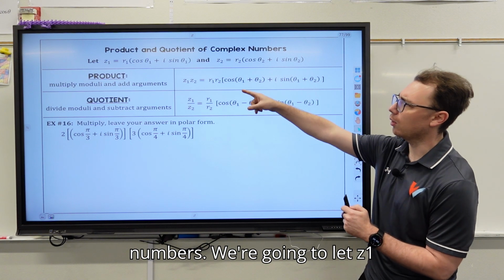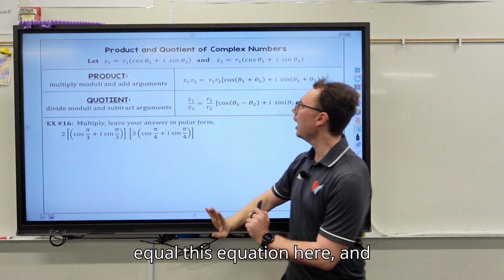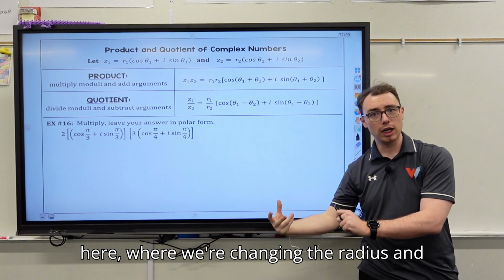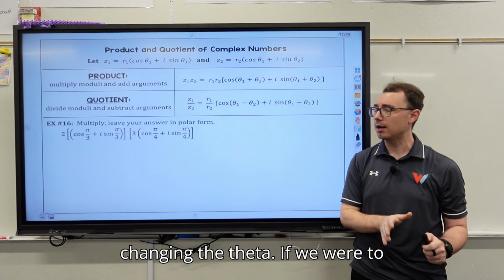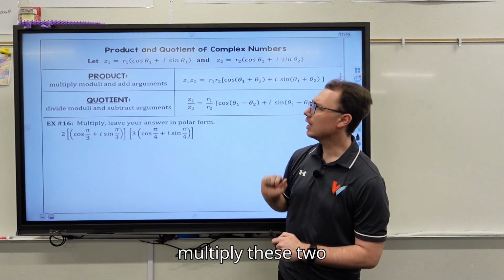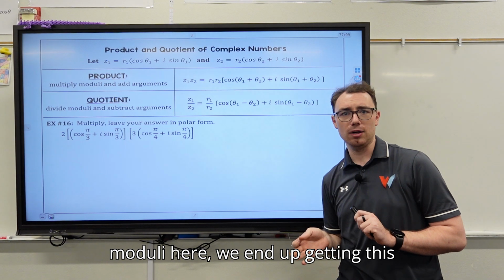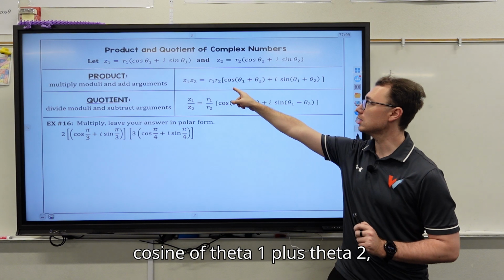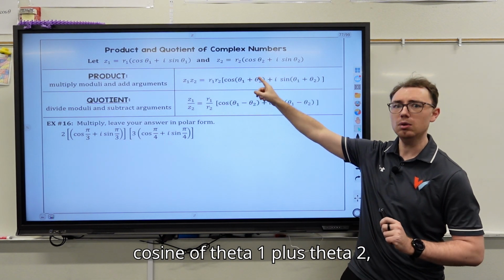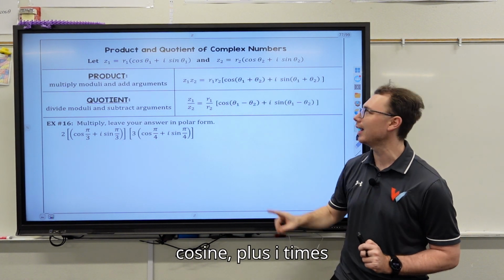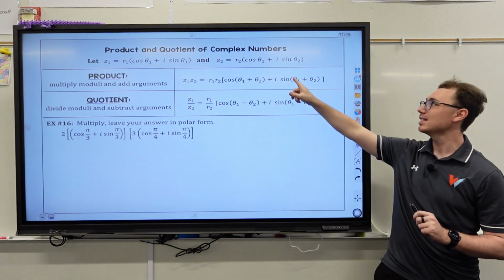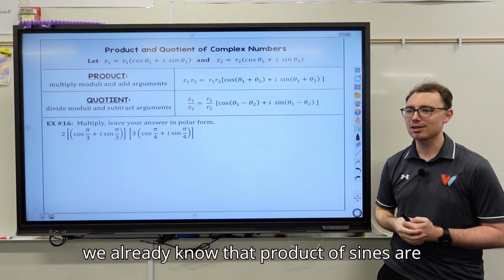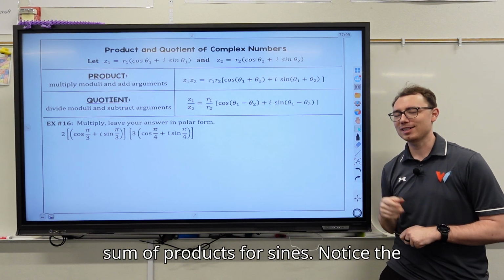We're going to let z1 equal this equation here and z2 equal this similar looking equation here, where we're changing the radius and changing the theta. If we were to multiply these two moduli, we end up getting this radius times radius times cosine of theta 1 plus theta 2. We already know those product of sums for cosine, plus i times sine of theta 1 plus theta 2. And we already know that sum of products for sines.